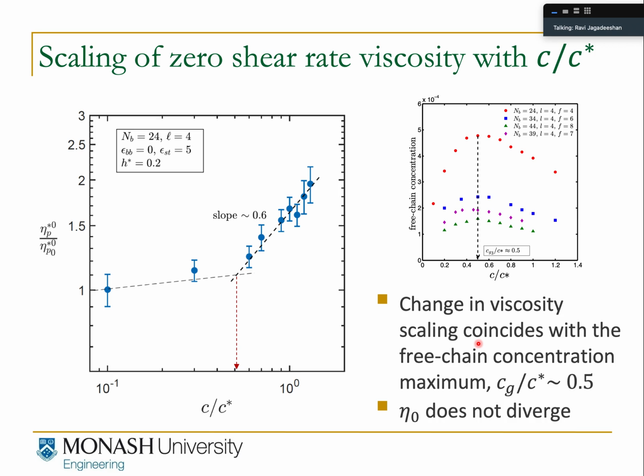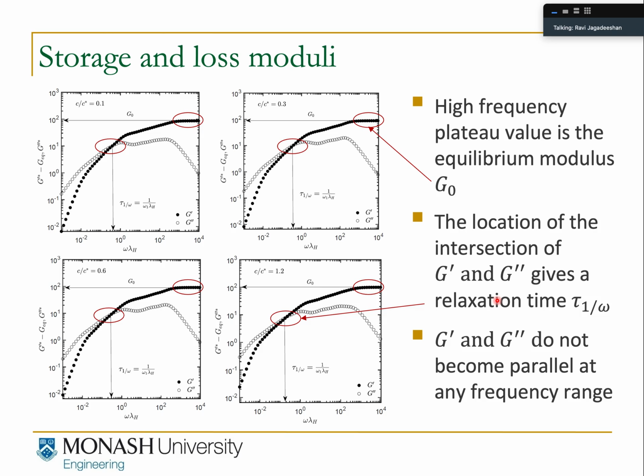So now, if you carry out the integration of the relaxation modulus over time, we can then plot the scaled zero shear rate viscosity. And you will observe that, firstly, it doesn't seem to diverge, but there is a distinct change in slope occurring at a unique concentration of C over C star. And that seems to coincide roughly with about 0.5, which is where we saw the free chain concentration becoming a maximum, right?